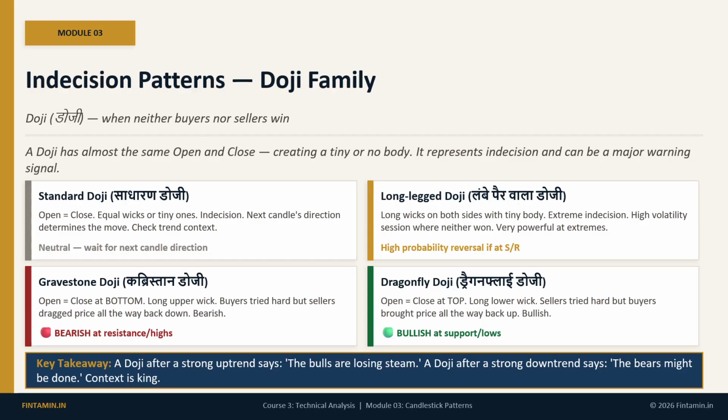Long-legged doji. Long wicks on both sides with a tiny body. Extreme indecision. Very high probability reversal if it appears at a key support or resistance level. Remember, a doji after a strong uptrend says the bulls are running out of steam. A doji after a strong downtrend says the bears might be done. Context, where the doji appears, is everything.